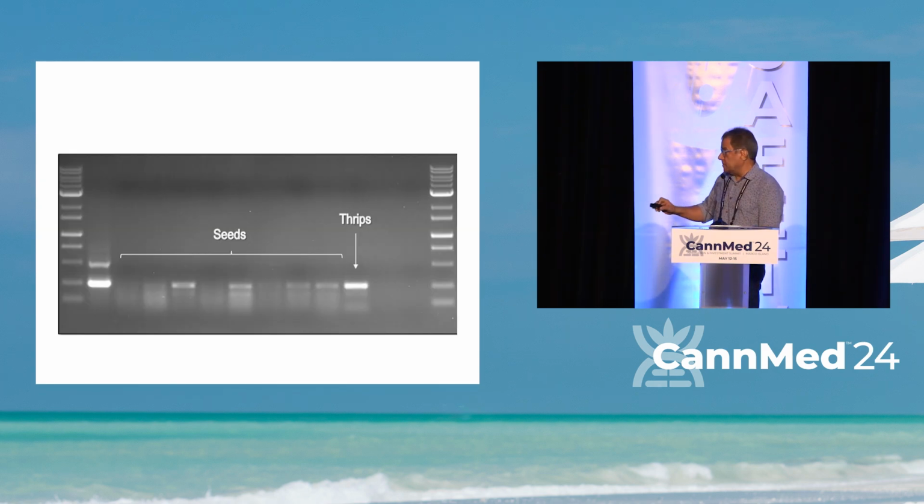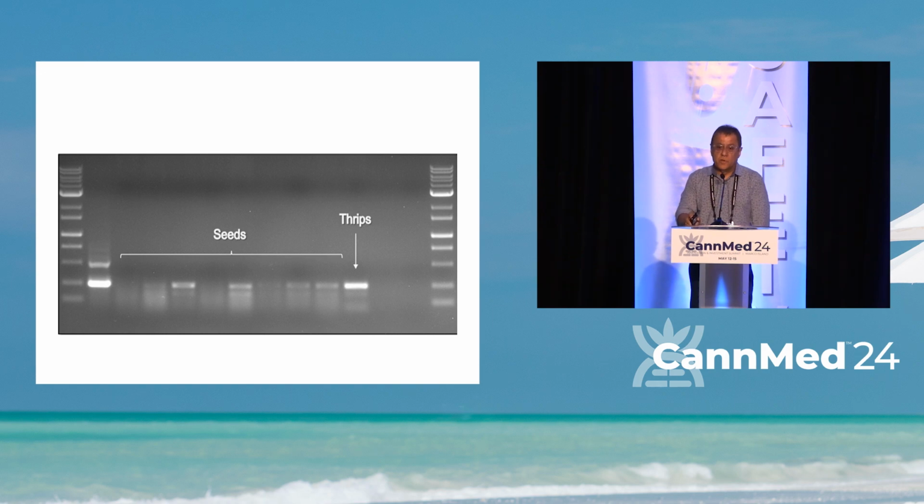We also had some samples of thrips that were feeding on an infected plant, and when we crushed up the thrips and did an RNA extraction, it's present in thrips. So maybe thrips are transmitting hop latent viroid. It's quite possible.